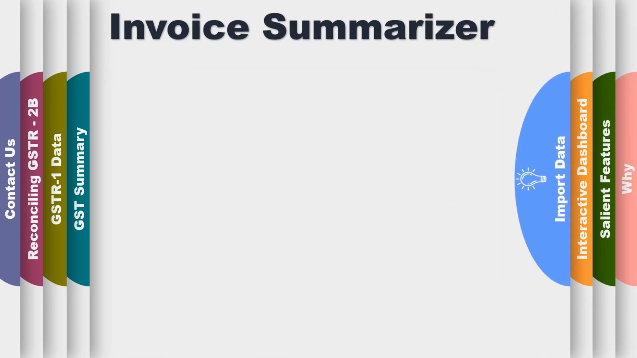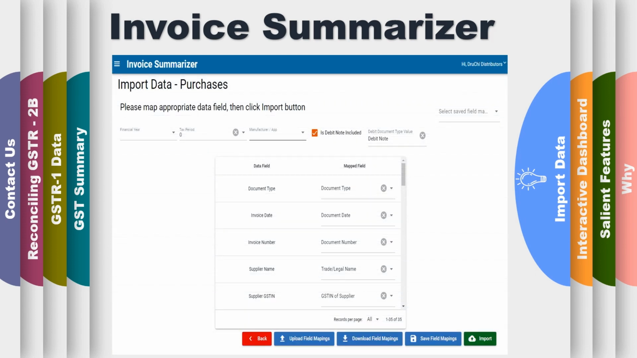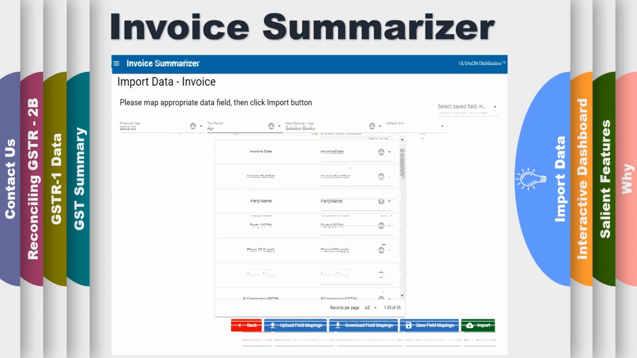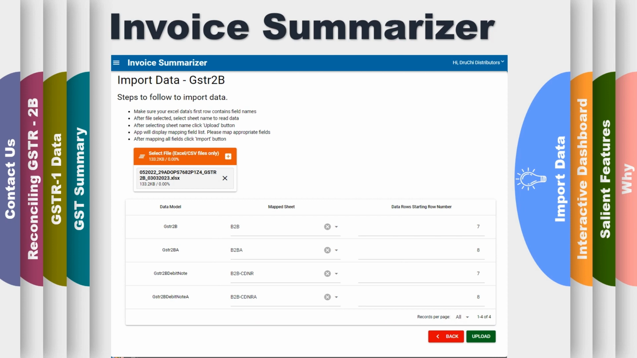Import data. Invoice Summarizer has provided flexible options to import data from any third-party billing applications. Users can import bulk data, that is purchases and sales, at a time or separately by mapping corresponding fields. Also can import GSTR-2B with a few clicks.